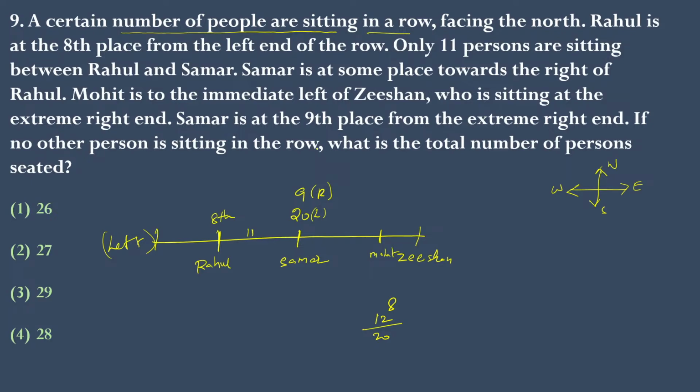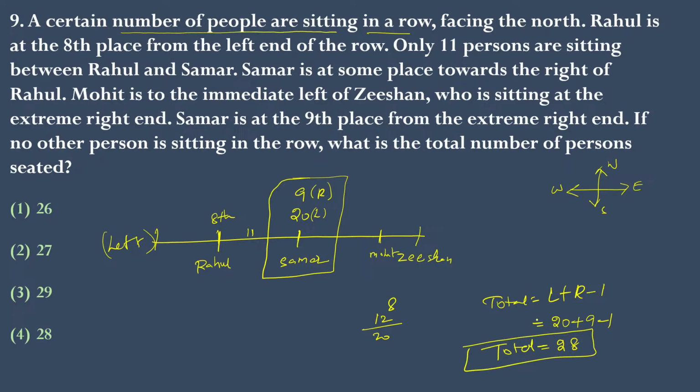What is the total number of persons seated? By using this information itself, we can find the total strength. Samar is 20th place from the left hand and ninth place from the right hand. So total is equal to left side position plus right side position minus 1. From the left side Samar is 20, from the right side Samar's position is 9, minus 1. So 29 minus 1, 28. So in total we have 28 students.